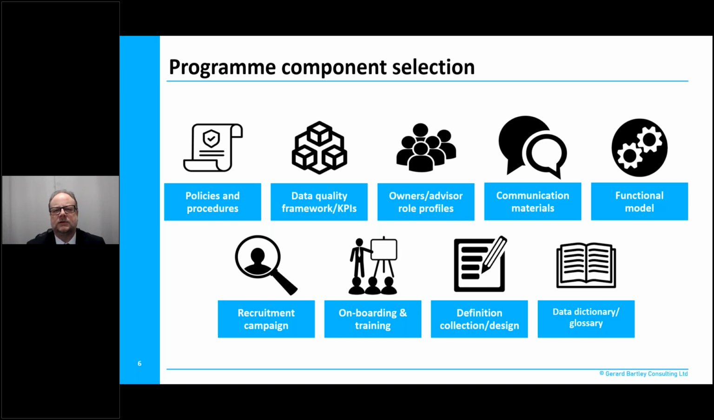At that point, you have the functions that should own the data, but eventually you need to find the people who will do the owning. More specifically, you need to find the role that will do the owning. So once you have defined the people in principle, you need a recruitment campaign to onboard them so that they can and they actually do own the data.